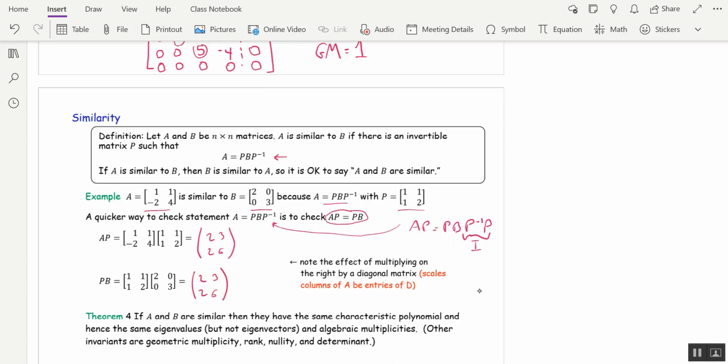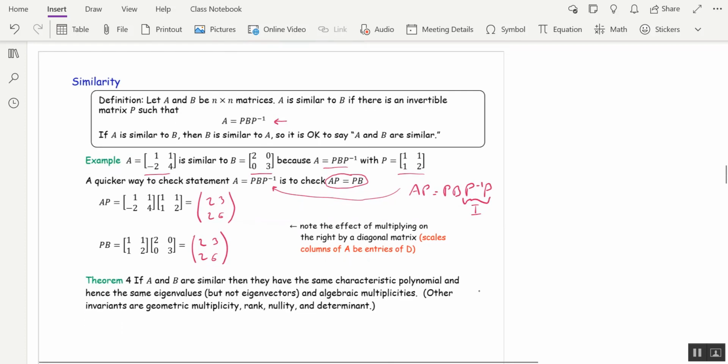Again, we'll talk about that next time, but I'm just going to end with one theorem. If A and B are similar, they have the same eigenvalues. Not necessarily the same eigenvectors, but they have the same eigenvalues and same algebraic multiplicities. Okay, and that is the end of this section.